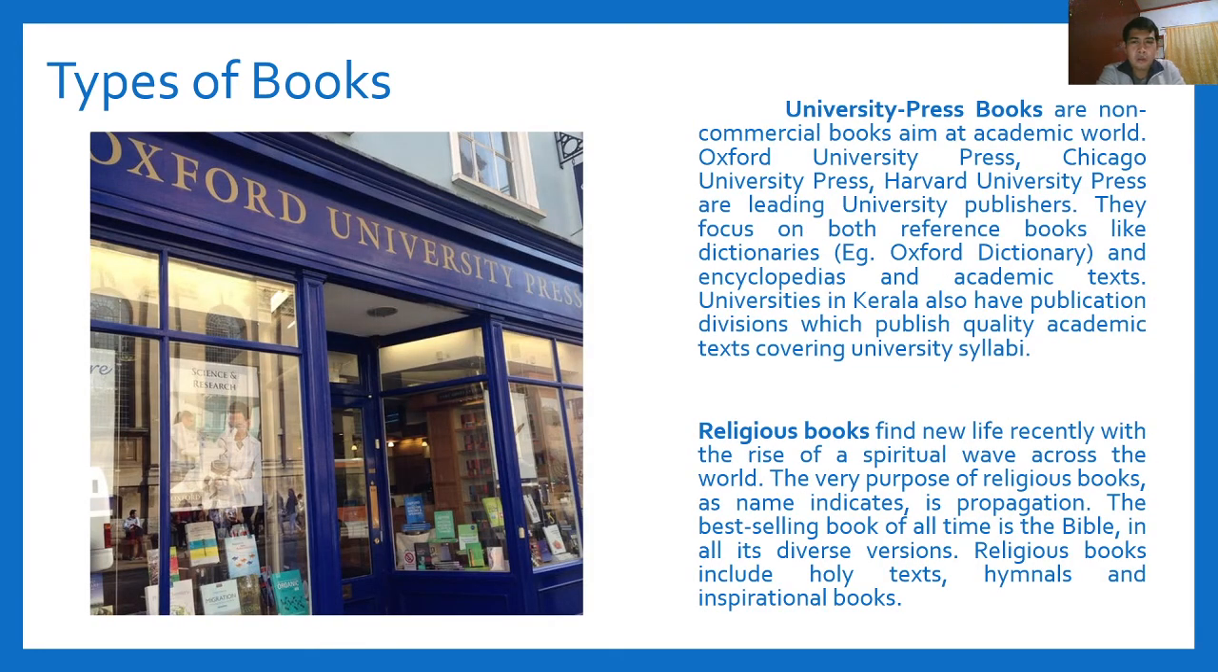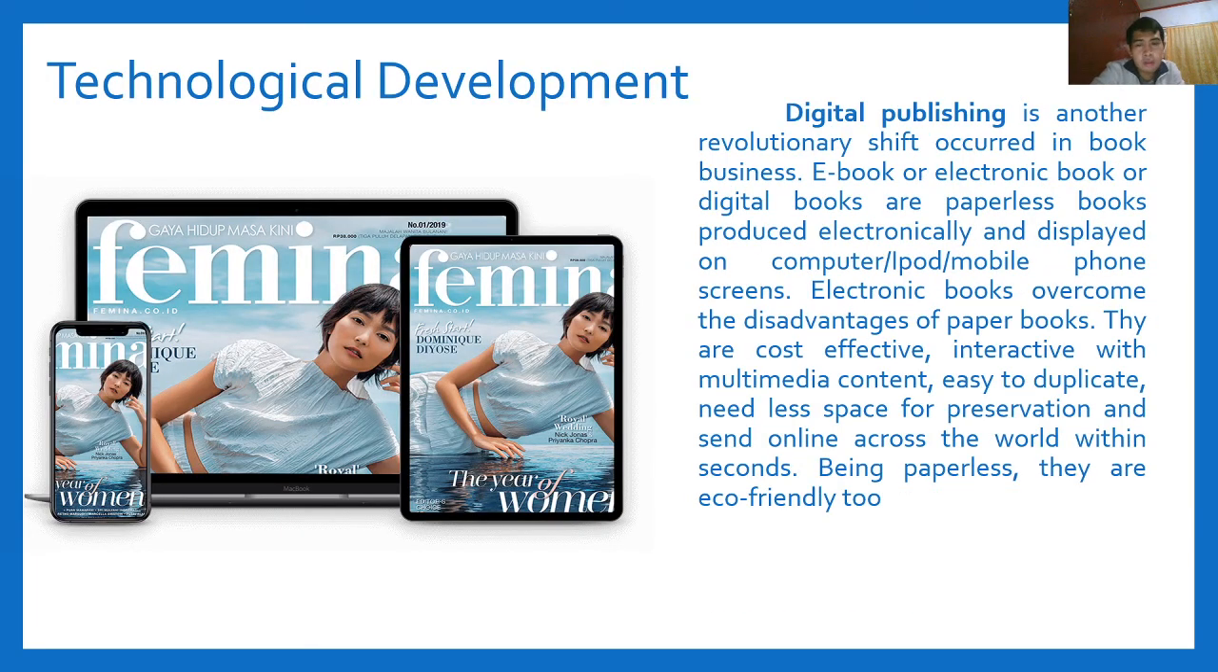Meanwhile, we also have university press books and religious books. And because of the disruption brought by technology, industrialization, and the internet, we also have digital publishing, or the so-called ebook, electronic book, or digital book. Before, you could read books only by buying the actual book, but as of this time, we have digital publishing. You can read on your tablet, on your laptop, on your cell phone.